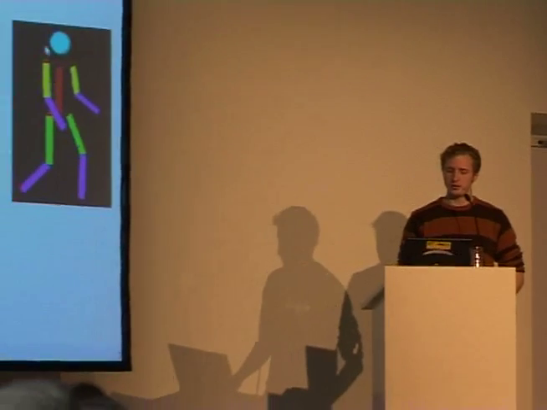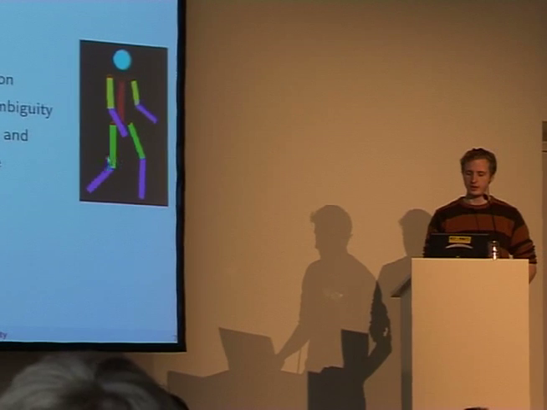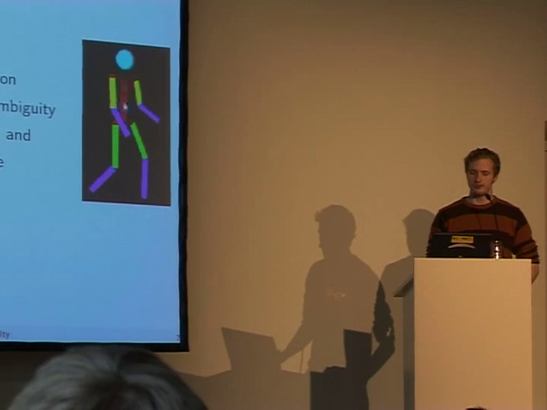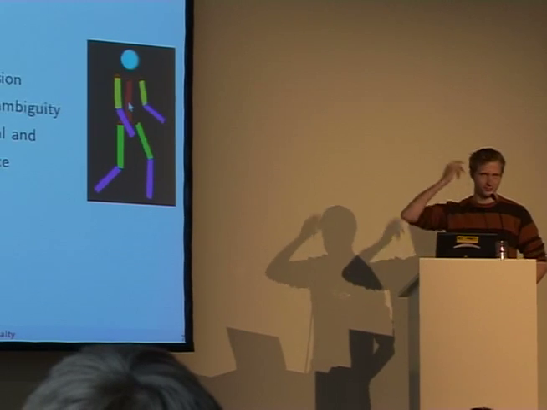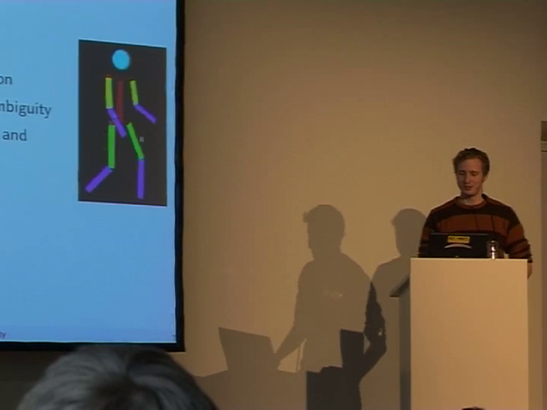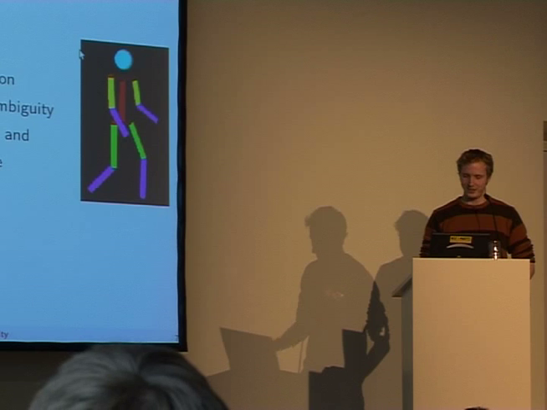And this, just to give you an idea what kind of body models we are typically working with, it's a skeleton-based model. So you see arms, lower arms, upper arms, lower legs, upper legs, and you have the skeleton, the spine, and the sphere for the face, for the head.